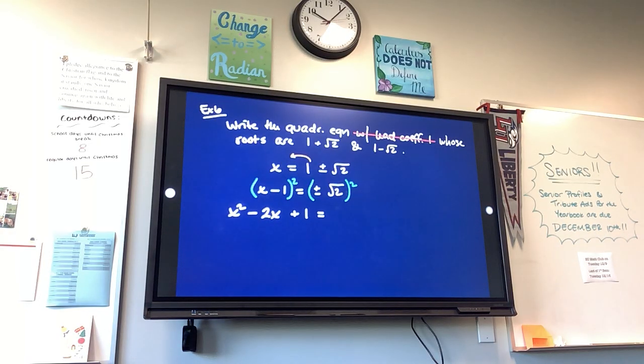What happens when you square a positive? Positive. What happens when you square a negative? It's positive. So when you square a plus or minus, what happens? It's positive. It goes away. And what happens when you square the square root? It cancels out. So what is that right side squared? 2.